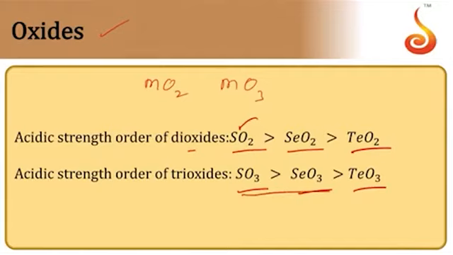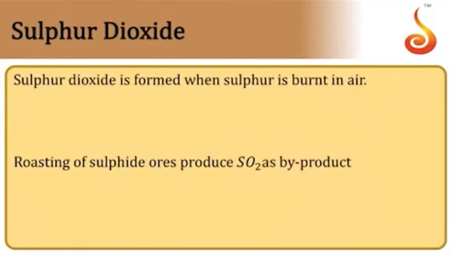But when you compare the acidic strength of trioxides and dioxides, trioxides have more acidic strength. We can say SO3 has more acidic strength when compared to SO2. So when comparing these two, trioxides are more acidic in nature than dioxides. Then the first one, the sulfur dioxide molecule. Sulfur dioxide is formed by burning sulfur in air. A simple equation: S plus O2 on burning gives rise to SO2.